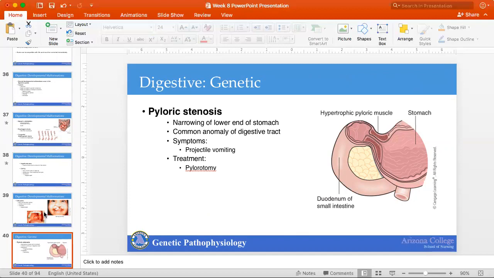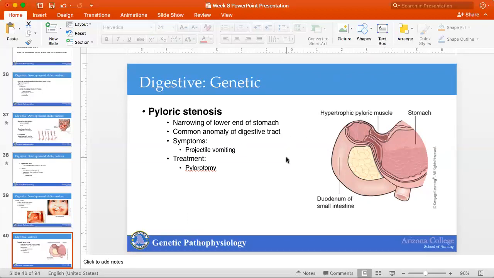Pyloric stenosis. So right here is the stomach, and the final portion of the stomach before contents go to the duodenum of the small intestine is the pylorus. So it's a natural narrowing of this area as it goes down into the small intestine. What happens in this case is that you have hypertrophy of that pyloric muscle, so it narrows the lumen here, so it obstructs the flow of food out of the stomach into the small intestine.